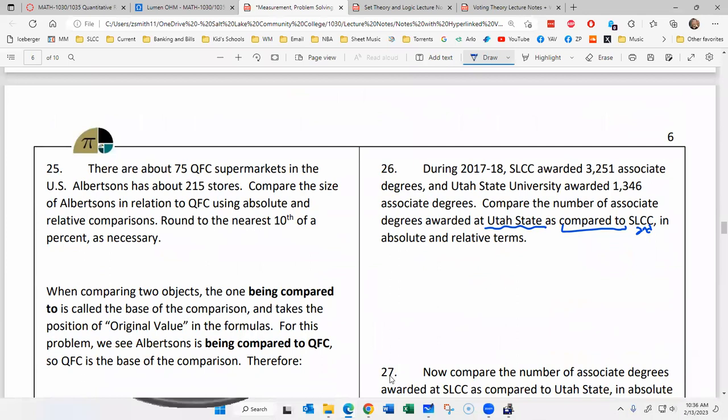So Utah State goes first, and then SLCC. So this would be the absolute change.